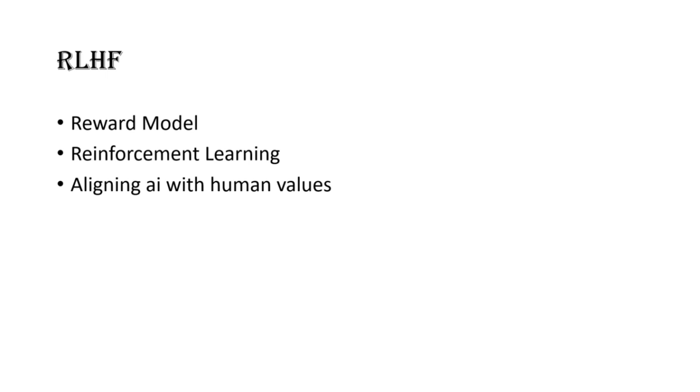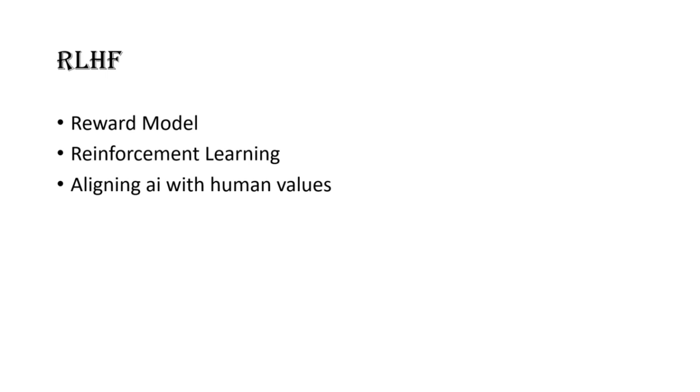And when it comes to RLHF, RLHF is reinforcement learning from human feedback. It's a machine learning technique that uses human feedback to optimize AI models to behave in alignment with human preferences and goals. The key aspects of RLHF are, first, the reward model. RLHF involves training a reward model that can predict how humans would rate the quality or desirability of an AI system's outputs. This reward model is trained on human feedback and ratings.